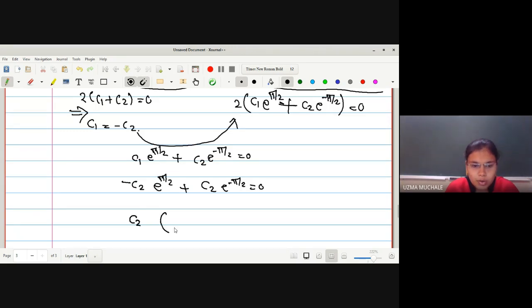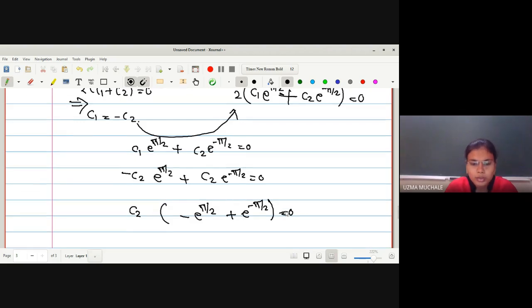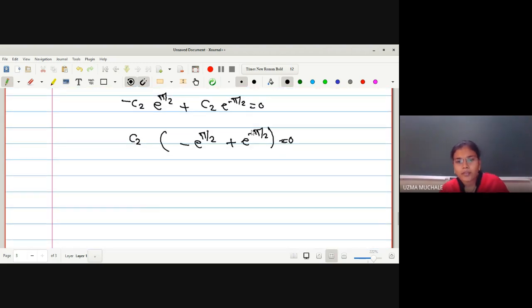Now if I take C2 outside, what remains inside the bracket is minus e raised to pi by 2 plus e raised to minus pi by 2, which is equal to 0. Now just now I have shown you that the graph of e raised to x or e raised to anything is non-zero. So if the product of these two terms is equal to 0, it means that either of them is 0, without zero divisors, because whatever we are discussing is on R. R is a field. If the real line is a field, the product of these two terms is 0, which means that either of them is zero.